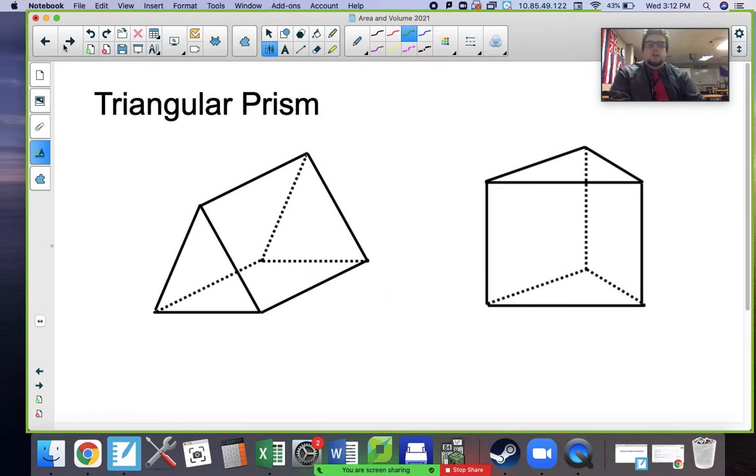For triangular prisms, they get their name because their base is a triangle. So even though this triangular prism over here on the left is sitting on that rectangle, if we were to look straight across, we don't have an identical rectangle sitting up here. We don't have that.